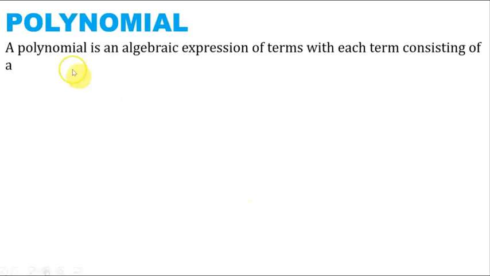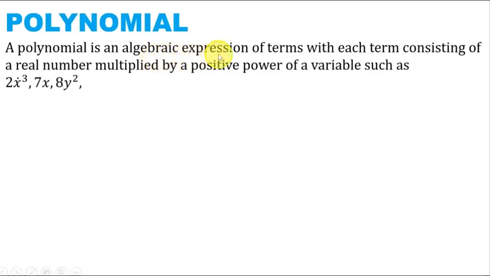Okay. Now let us start first. What is a polynomial? Okay. A polynomial is an algebraic expression of terms with each term consisting of a real number multiplied by a positive power of a variable. Multiplied by a number means what? Here 2 is a number, and what is the positive power of the variable? x is the variable here. Its positive power is 3 and hence it is 2x cube.